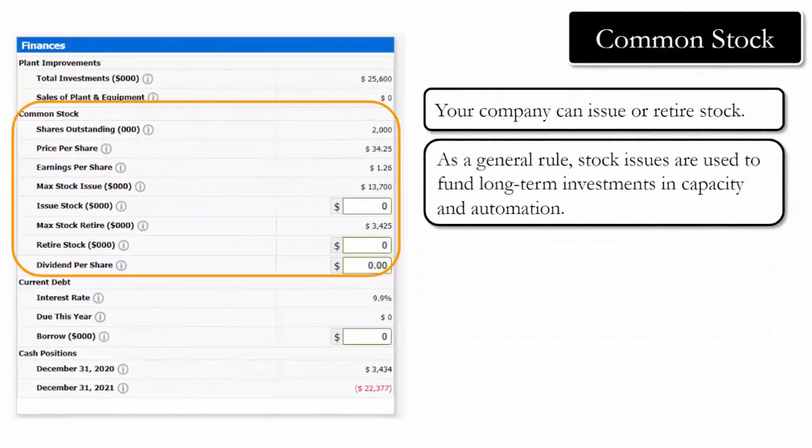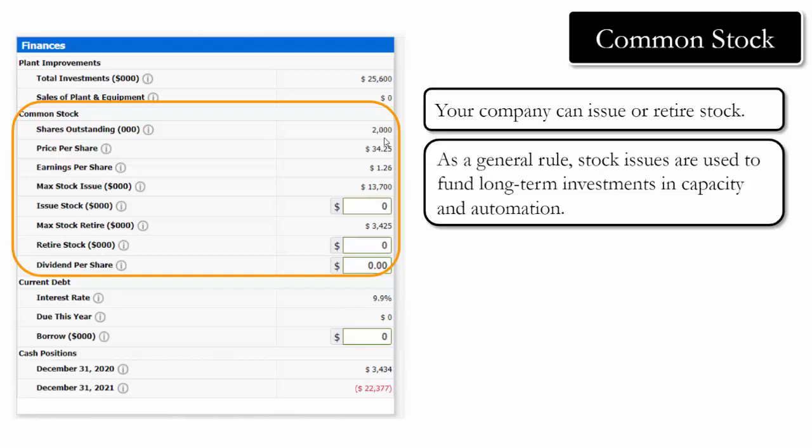The next section covers issues related to common stock. In this section, your company can issue stock, retire stock, as well as issue dividends. As a general rule, stock issues are used to fund long-term investments in capacity and automation. You should not issue stock to cover negative profits, for example, or deal with a cash shortage because of inventory increases. Shares outstanding displays the number of shares of common stock in the hands of shareholders.